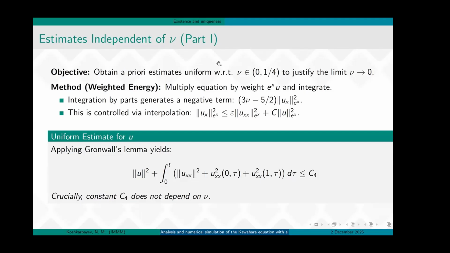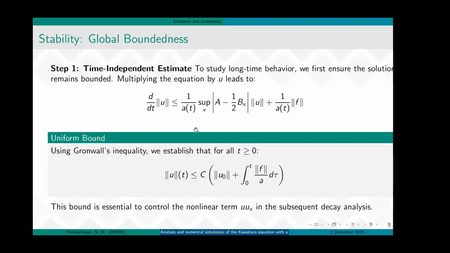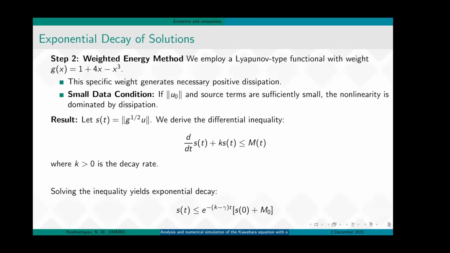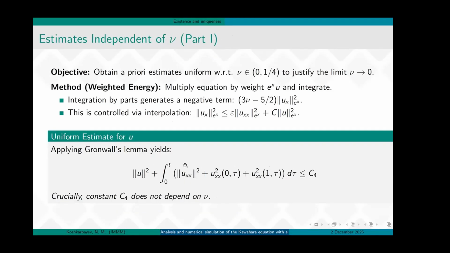We use the weighted energy method, with multiplier function e^x. And applying Gronwall's lemma, we obtain the uniform bound shown in the equation, where the constant C4 doesn't depend on parameter nu.